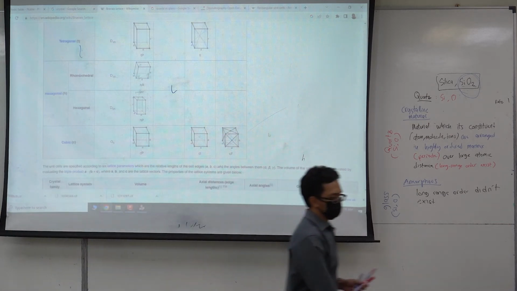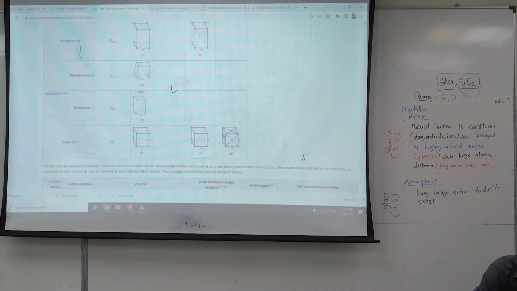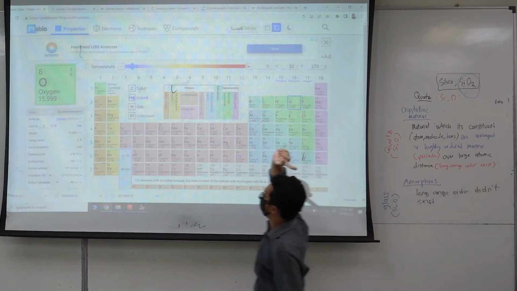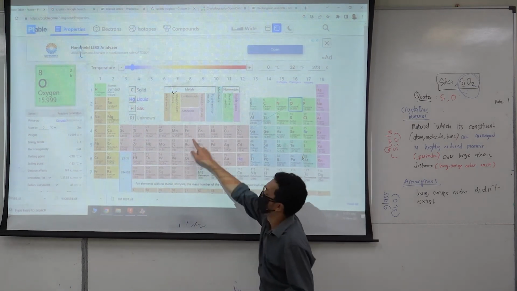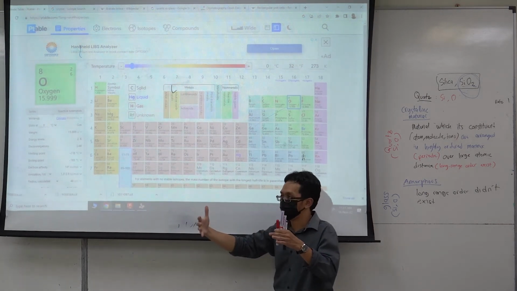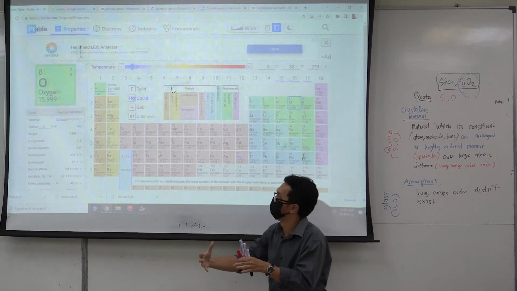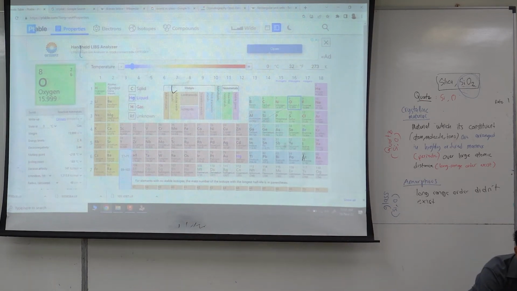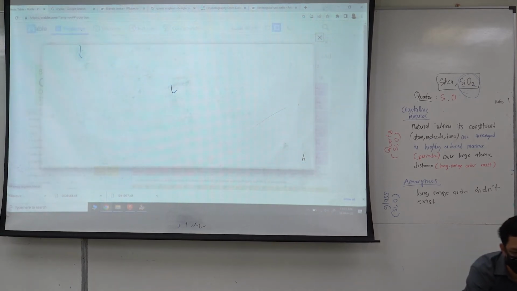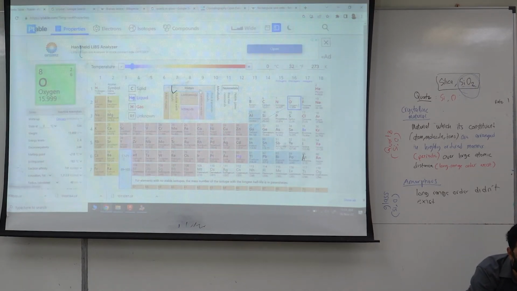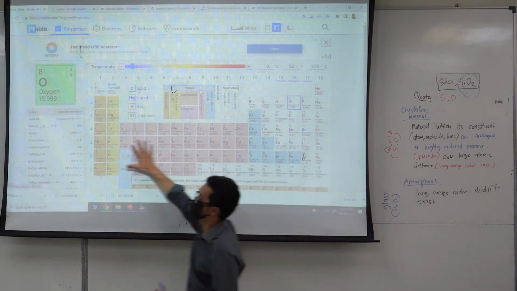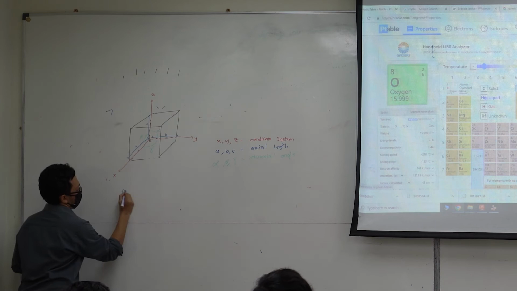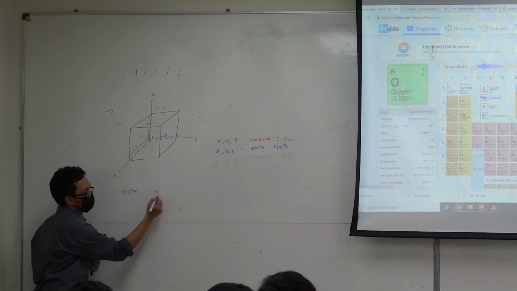Inside the periodic table, you might ask how the atoms fit inside the material. All the metals here, the ones in color, metals normally assume a cubic lattice.